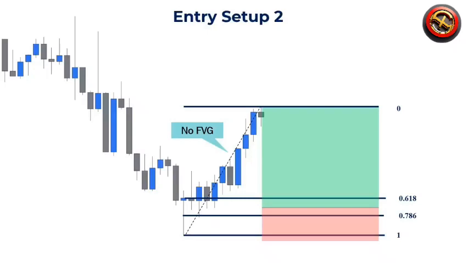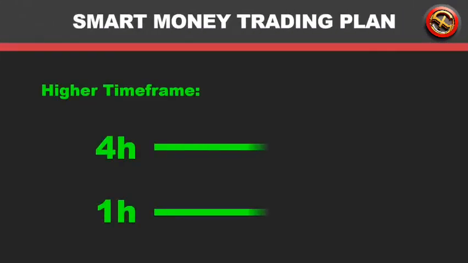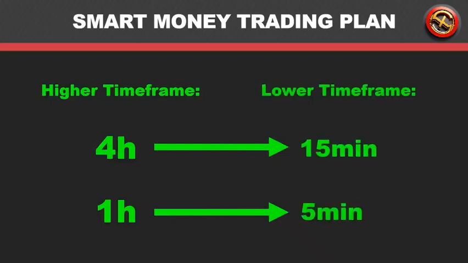Now let's have a quick recap of all of the steps we discussed. In this trading plan, we use 2 time frames. We have a higher time frame in which we do most of our general analysis and assess market conditions. Then we will zoom into the lower time frame to find confirmation and enter the trade.